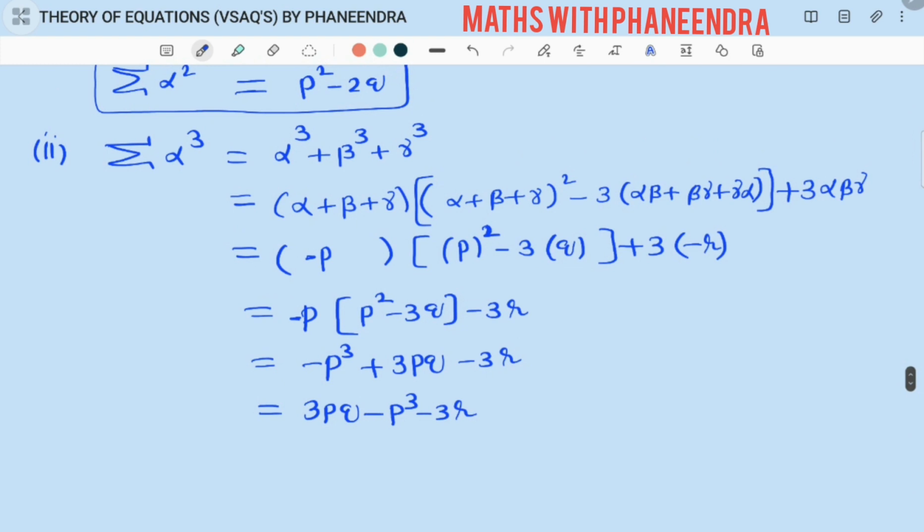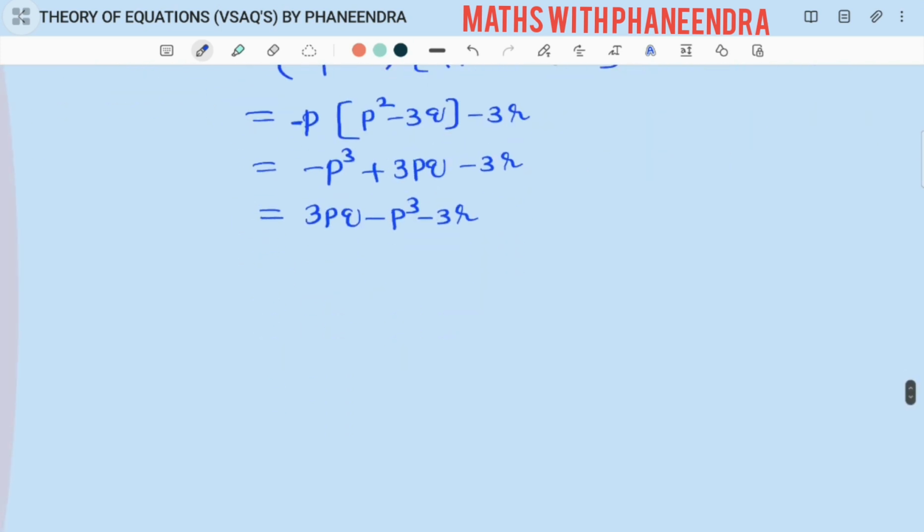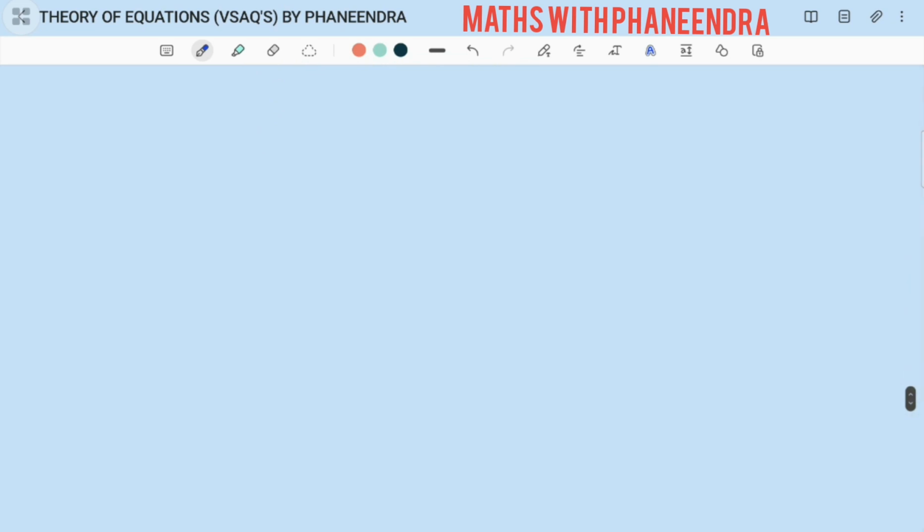But you have to remember, alpha cube plus beta cube plus gamma cube is (alpha plus beta plus gamma) into [(alpha plus beta plus gamma) whole square minus 3 times (alpha beta plus beta gamma plus gamma alpha)], bracket close, plus 3 times the product of the roots. So we will discuss another question. Based on this, we have another question.